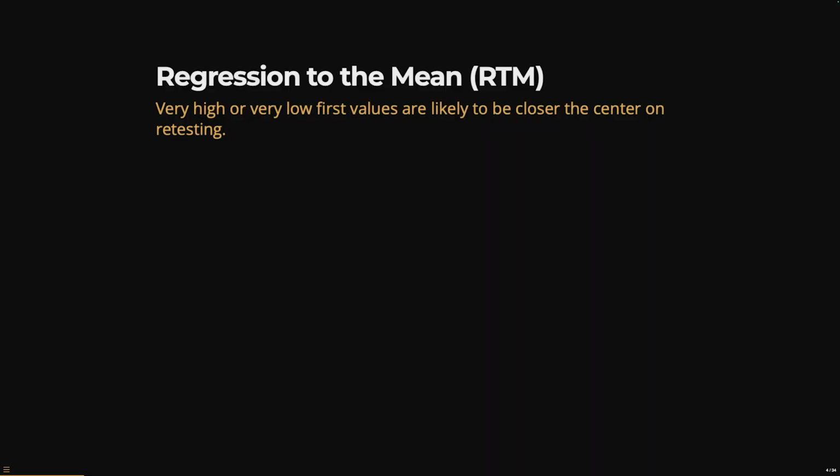So in my slide, I just said regression to the mean means that a very high or very low first measurement is likely to be closer to the center, the average, on retesting. And in medical studies and health studies, this can make a treatment look like it's effective, when it's just a regression to the mean problem.